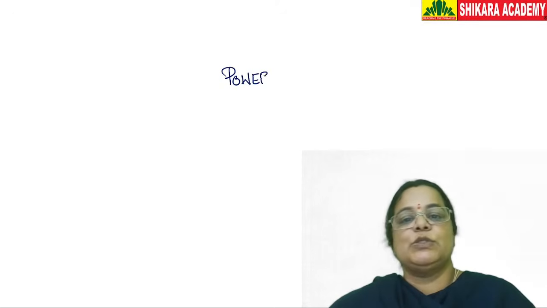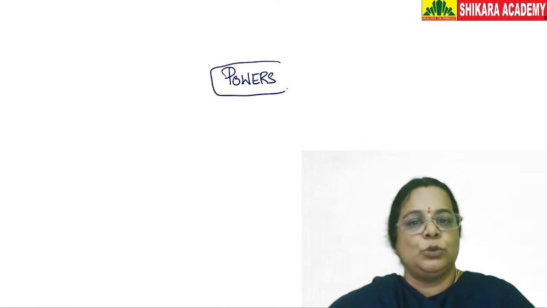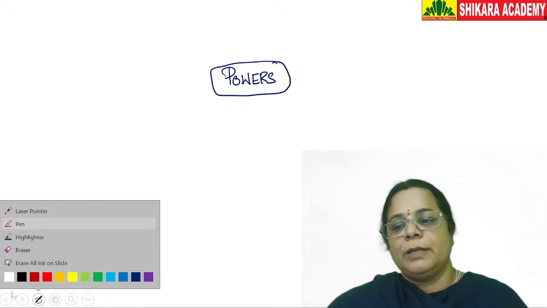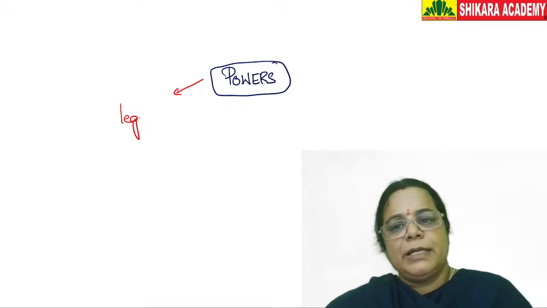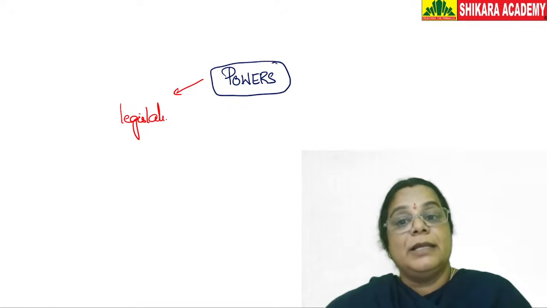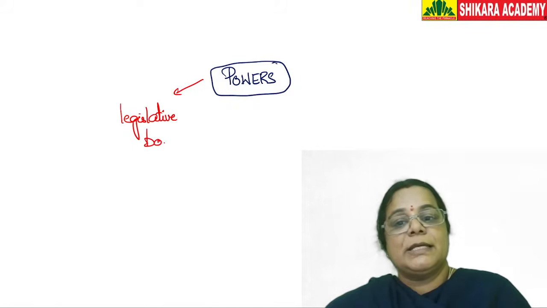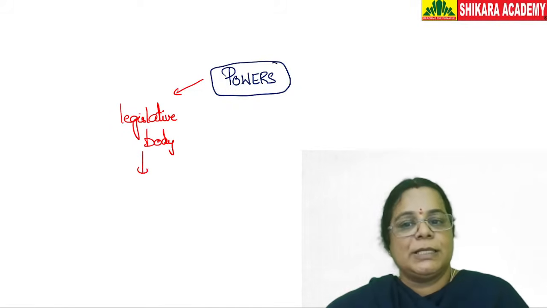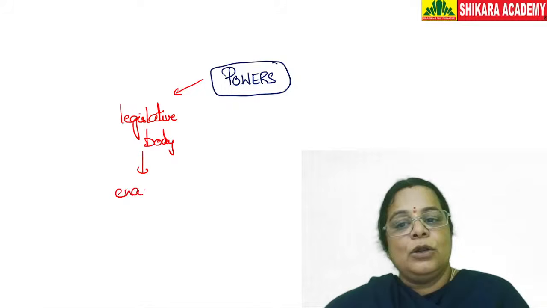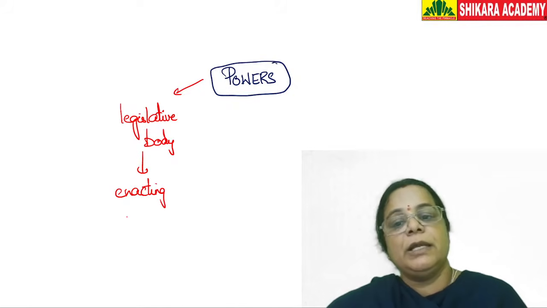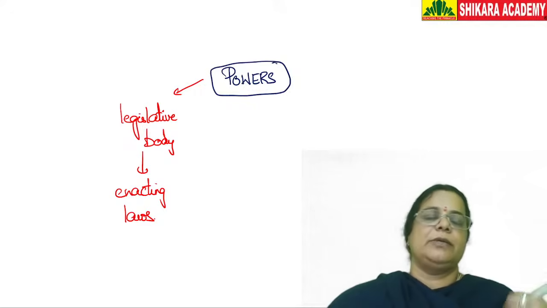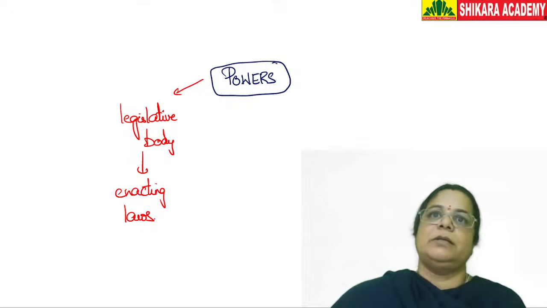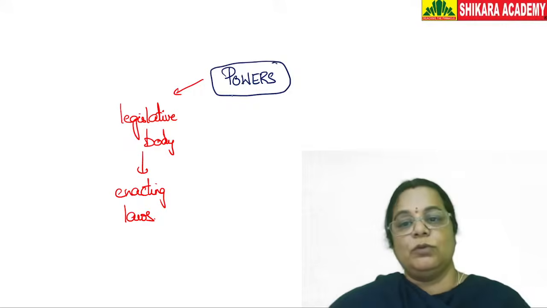Now, coming to the powers of Parliament, what is Parliament? Why is Parliament so very important? What does it do? See, we all know that Parliament is a legislative body. Primarily, its role is to make legislation. Enacting laws is its primary role. So it will make ordinary laws, it will make constitutional amendment acts, and so on and so forth.